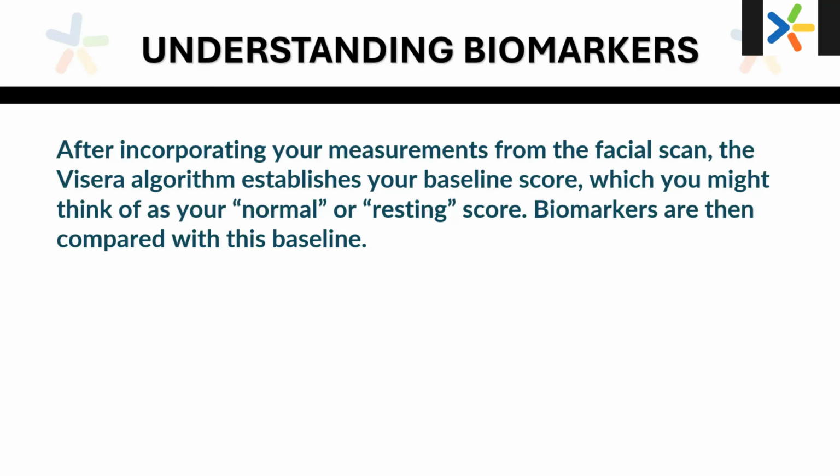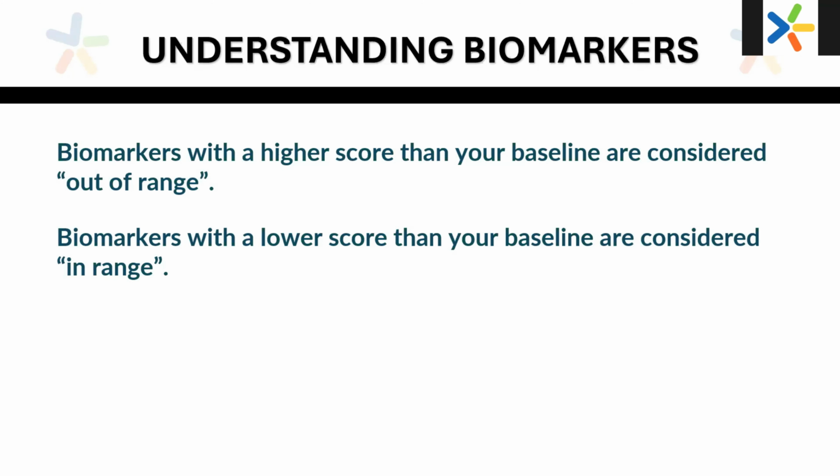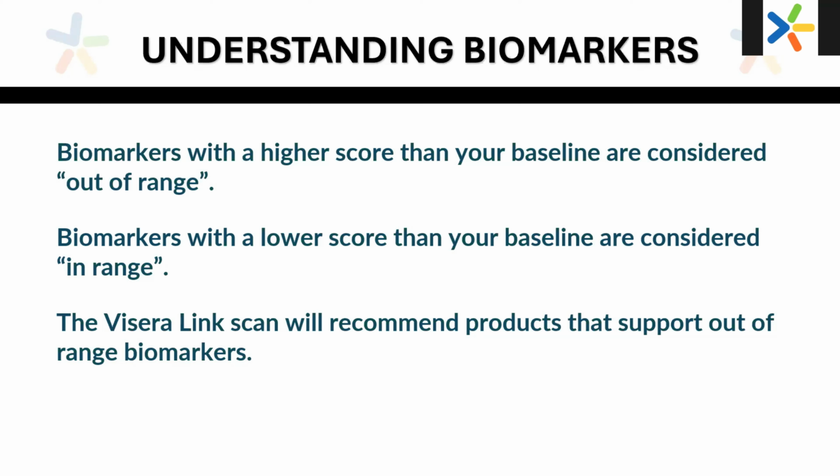Biomarkers are then compared with this baseline. Biomarkers with a higher score than your baseline are considered out of range. Biomarkers with a lower score than your baseline are considered in range. And the Visera Link scan will recommend products that support out-of-range biomarkers. An out-of-range biomarker is not saying that there's something wrong with you. It's just saying, hey, here's a specific point where you can focus in terms of daily habits and lifestyle changes that will best support whatever body system that biomarker falls under. We'll talk about biomarkers in more detail when we get to the systems report, where it actually shows the list of biomarkers. So there's not really much you can do with biomarkers in the summary report. It just gives you that number.